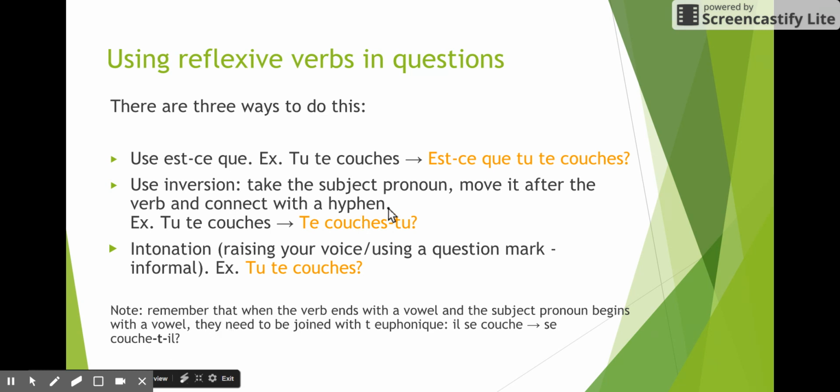So that's quite complicated. The easiest way to ask the question, apart from using est-ce que, is by using intonation, which just means putting a question mark at the end and raising your voice if you're speaking. Tu te couches? Are you going to bed? Do you go to bed? And this is the most informal way of asking a question as well.